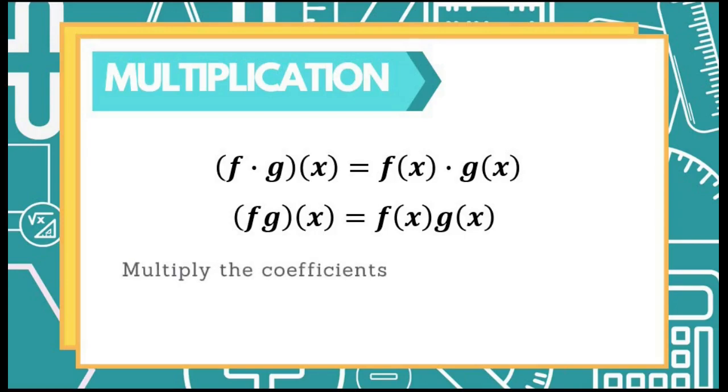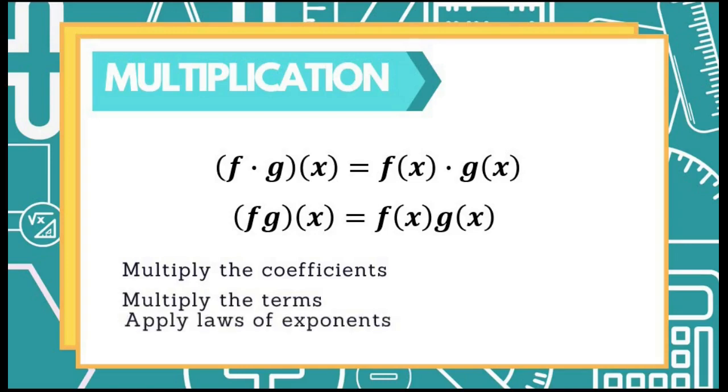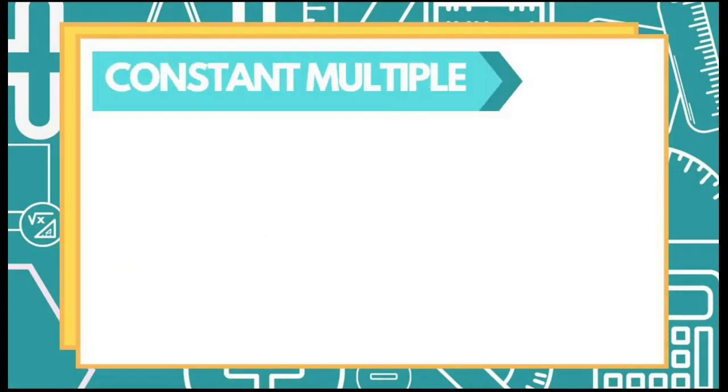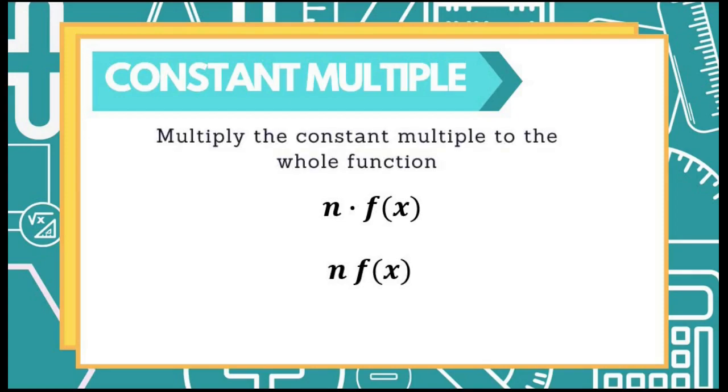And in multiplying functions, we simply multiply the coefficients, multiply the terms, and apply the laws of exponents. So the rules in multiplying algebraic expressions also apply in multiplying functions. Another operation related to multiplication is the constant multiple, which is represented by this expression n times f of x, or written in other form such as n f of x. So basically, in constant multiple, you simply multiply the constant to each term in the given function.